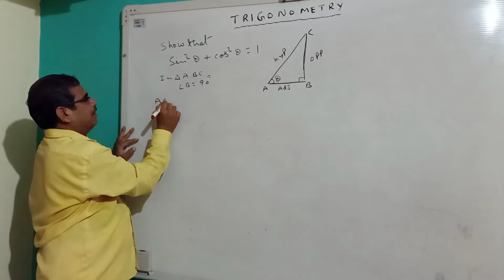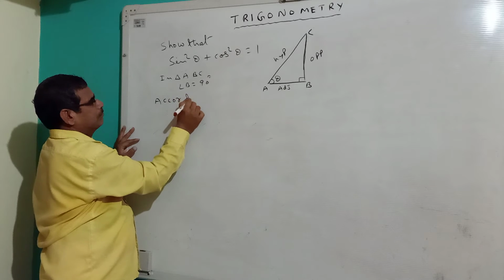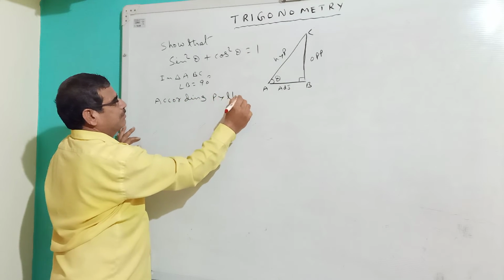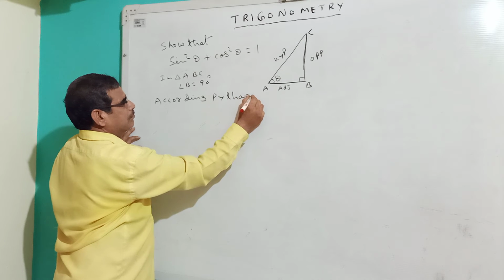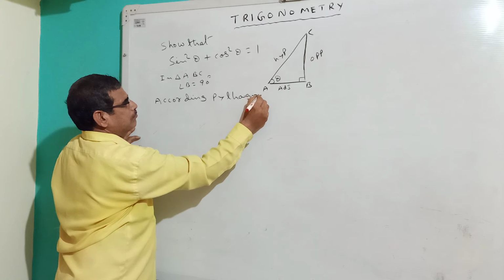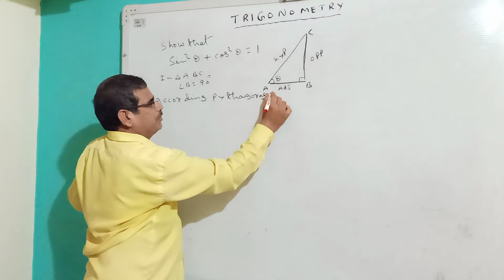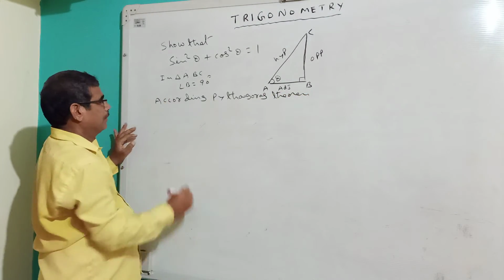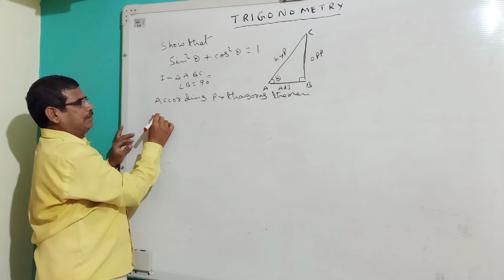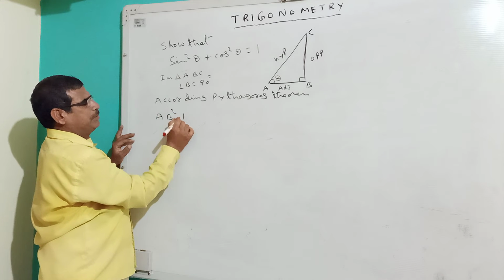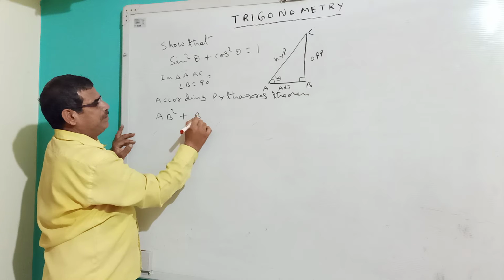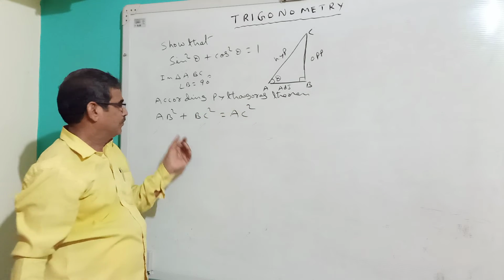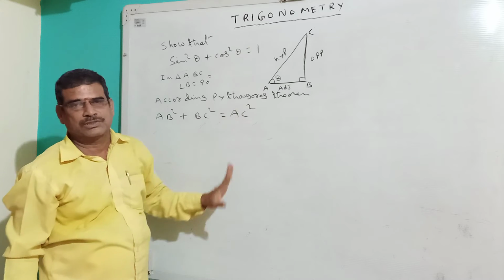So, according to Pythagoras theorem, AB square plus BC square is equal to AC square.